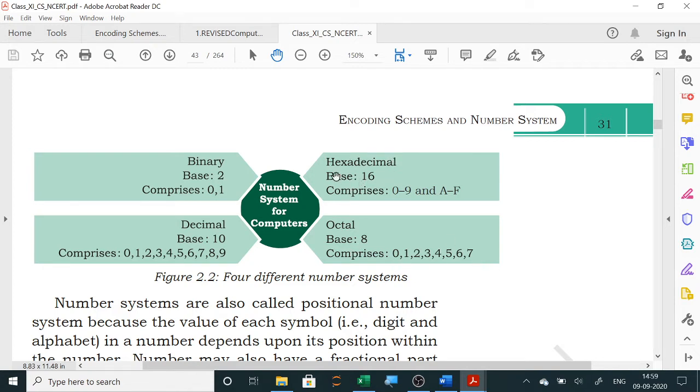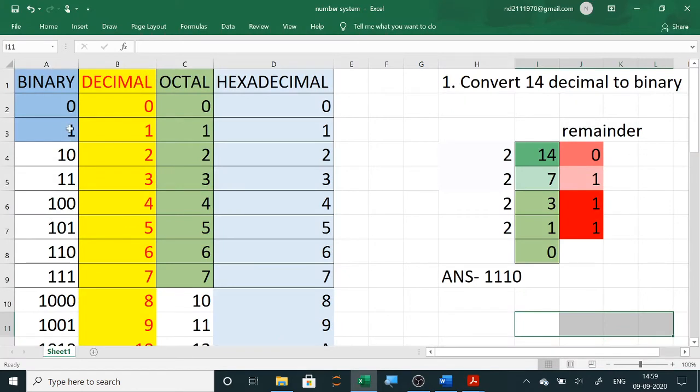Then the hexadecimal base is 16, with 16 digits from 0 to 15, where for 0 to 9 we write the digits. After that, for 10 we write A, for 11 we write B, and so on. For 15 we write F. So this is our hexadecimal number system. Now you can see here how it goes on.